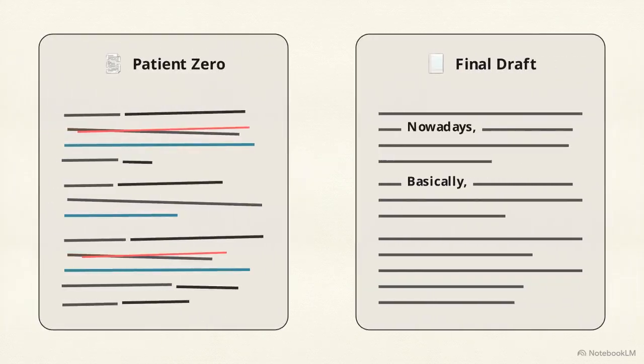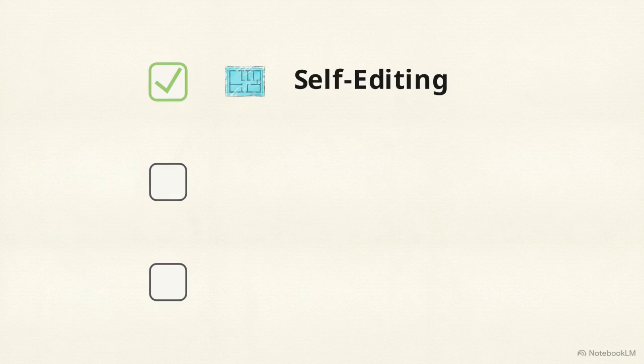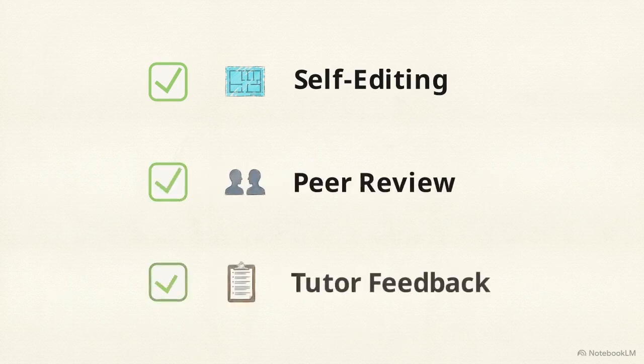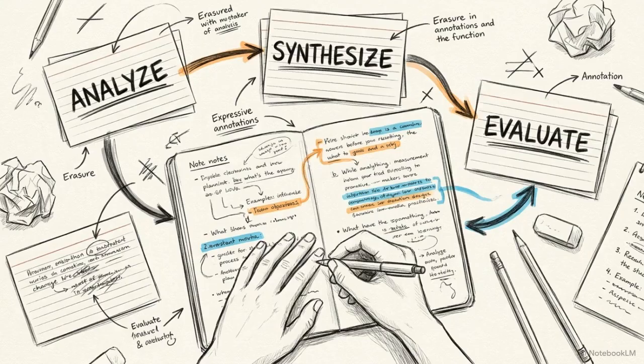Here is the final draft compared to our patient zero version. We can see the structural shifts from self-editing, the added evidence from peer review, and the formal language adjustments made after analyzing the tutor's feedback. Use these three steps for every paper. Address deep structure before surface grammar, use peer review to test the logic of your claims, and categorize tutor feedback to identify recurring patterns. This process allows you to recycle academic vocabulary and internalize the conventions of your discipline.